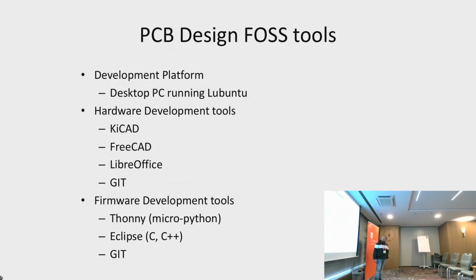So this is what I use daily for my work of designing PCBs. My development platform is an Ubuntu PC, a simple desktop PC running Ubuntu. For developing hardware, I use KiCad, and I'll explain why in a later slide. I use FreeCAD for generating the 3D models of the components. LibreOffice to edit the bill of material file and to open the files that PCB producers usually send you back for verification. And I use Git for version control of the component library and of the design files.